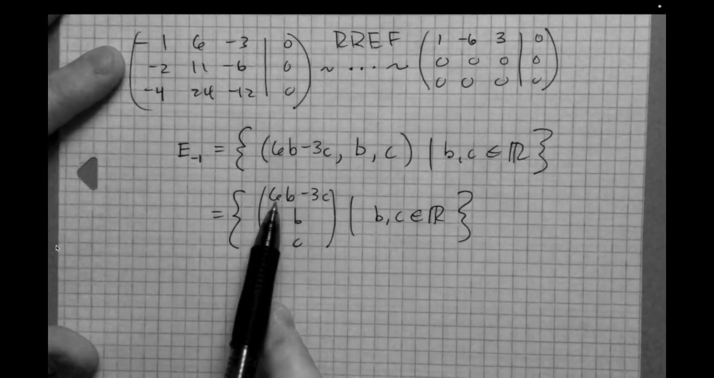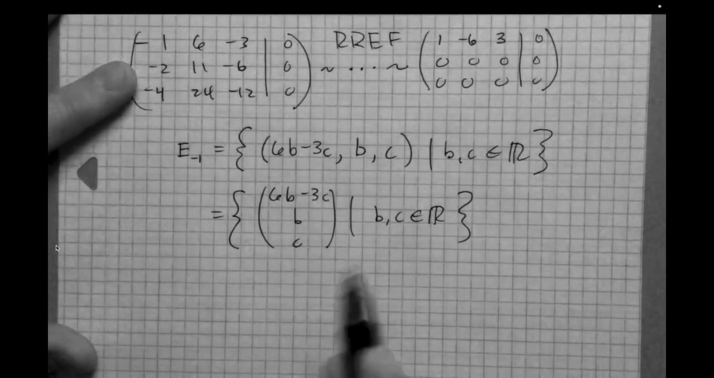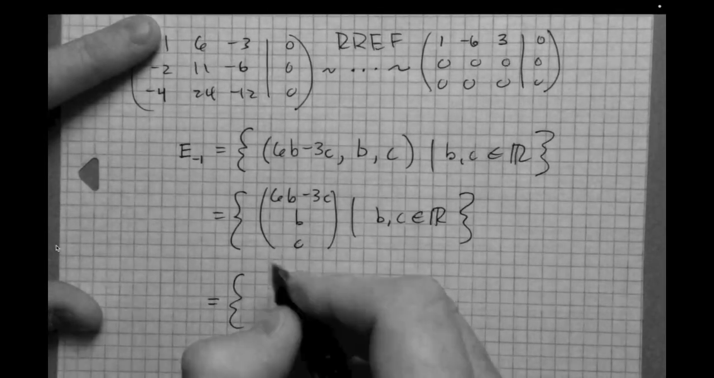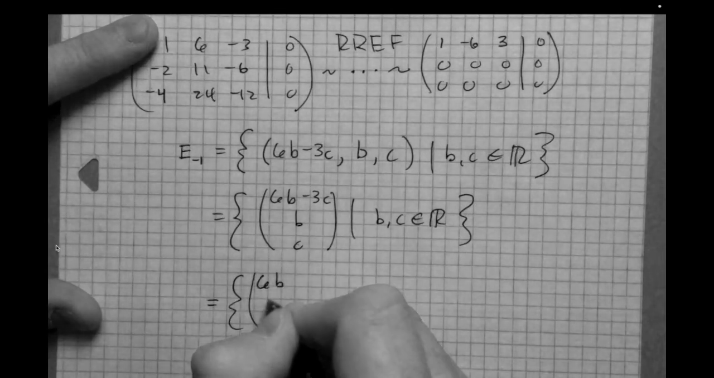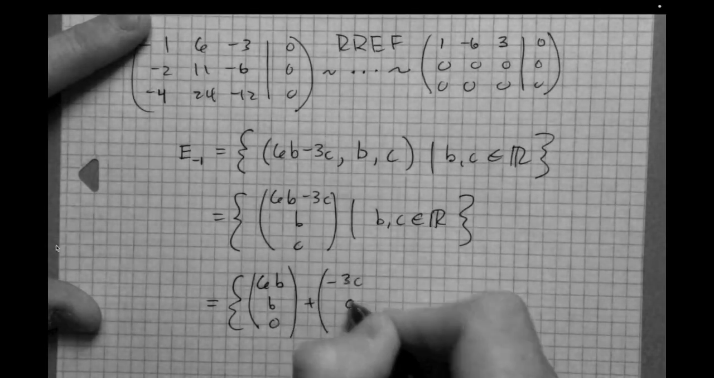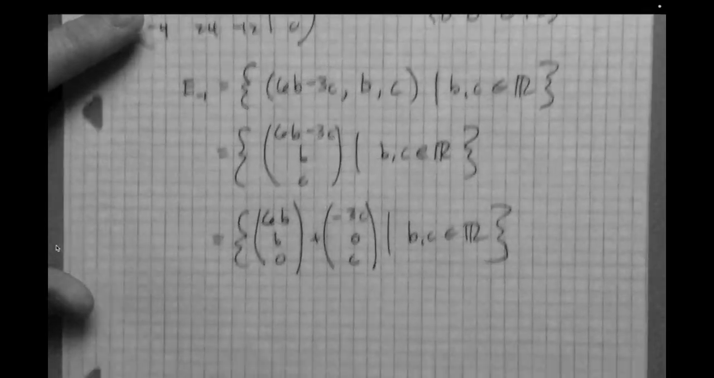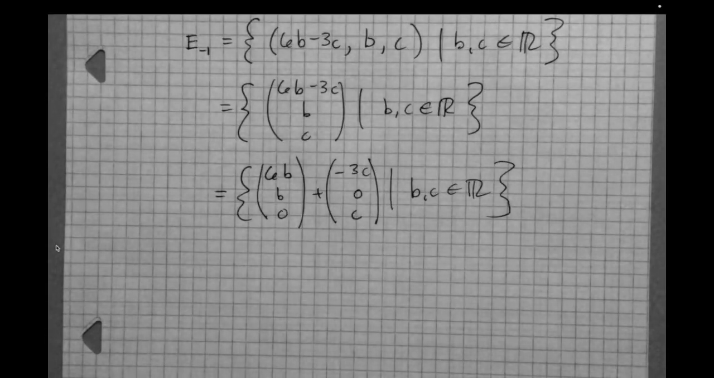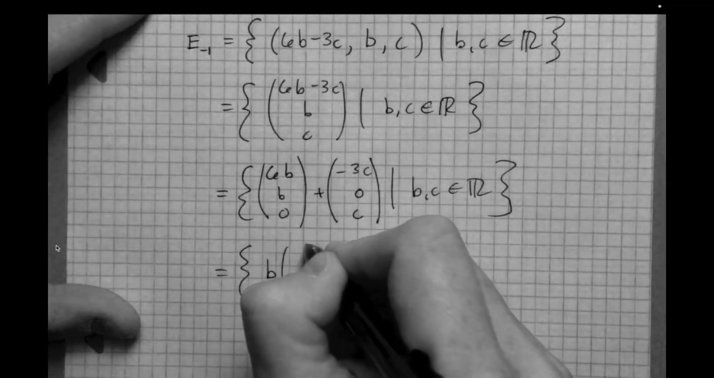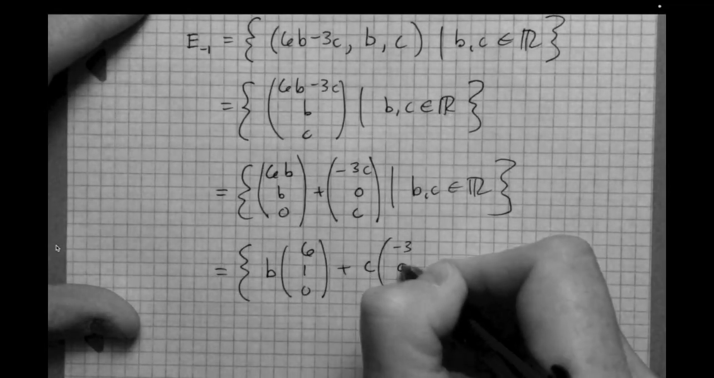Now, one of the things you'll notice is that there's a way to re-express this vector so that b is a scalar and c is a scalar. So you'd have to write it as two separate vectors. But it's easy enough to see how to do that, right? I can write this like this: 6b, b, and 0 plus -3c, 0, and c. All right, I can do that. And from that, you can see that I could write b times (6, 1, 0) plus c times (-3, 0, 1).